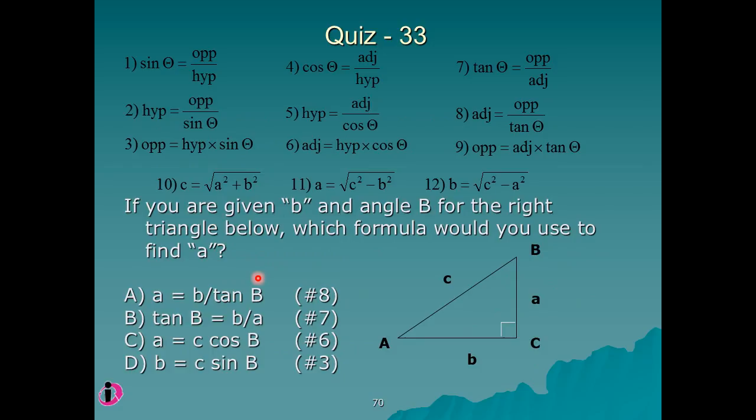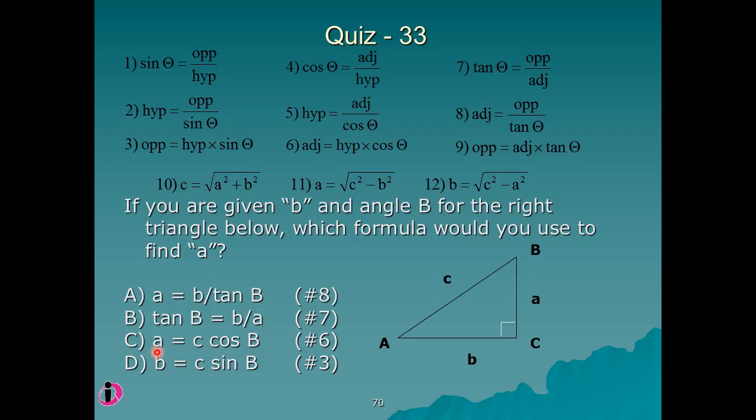Let's try some more questions here. Now, let's say we are given a small b and we are given angle B. Looking for A. Which one is the right formula here to find it directly? First one, right? See, I'm looking for a small a, right? So that should be isolated. And I know B, so I can plug B here. I know angle B, so I can plug angle B here. That's it.